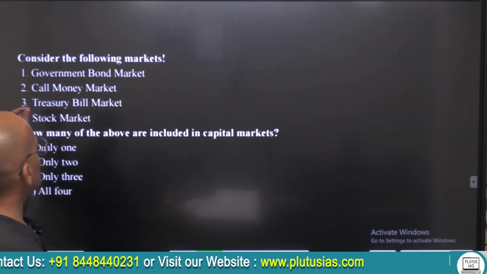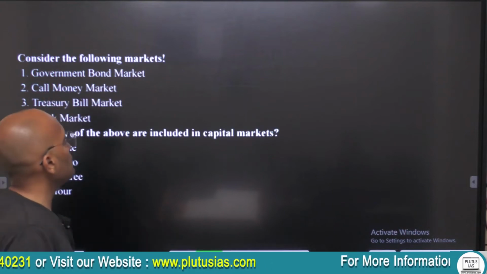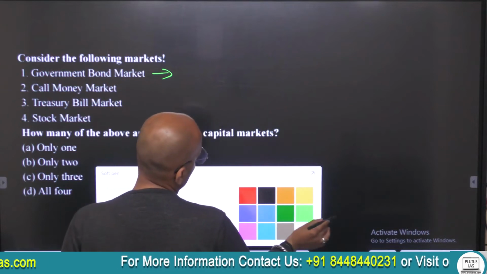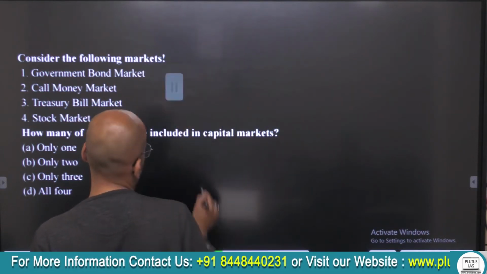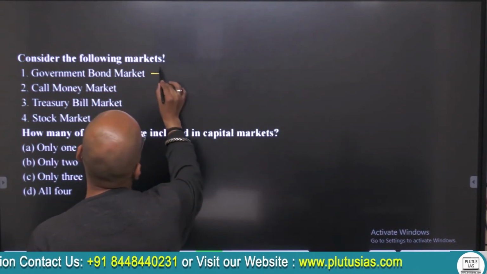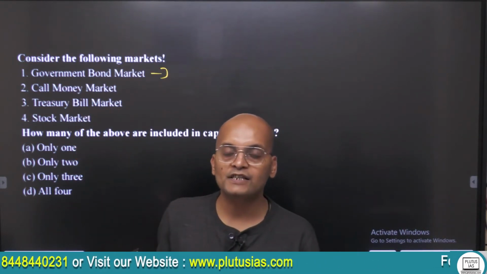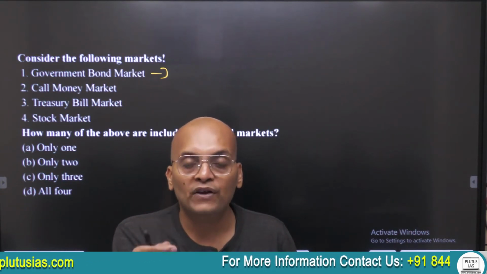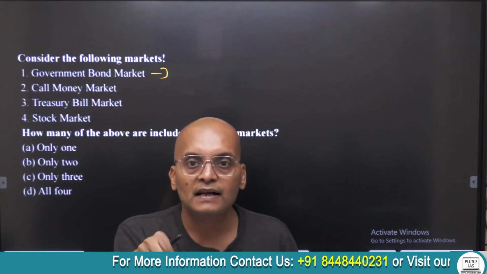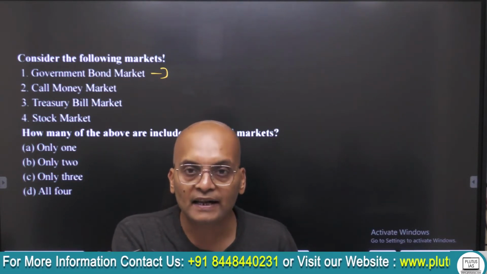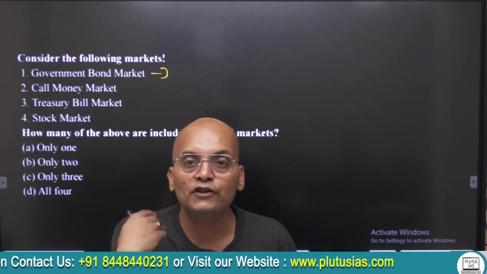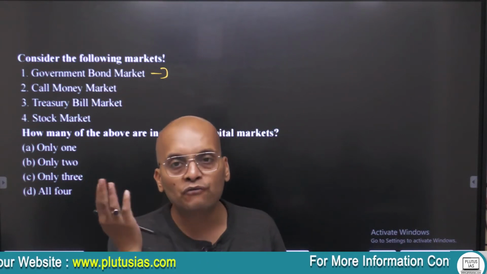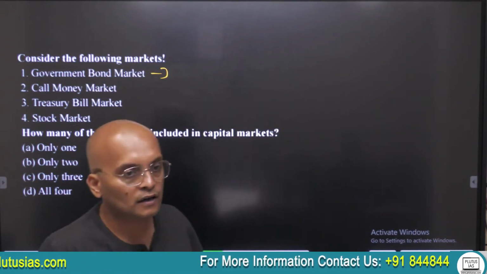Okay. So the fifth question is, consider the following markets. Government bond market. What type of market is it? It is a short-term market. Yes or no? No, it is a long-term market. And in the long-term market, bonds are launched by the RBI in the primary market, where they are purchased by primary dealers. And then primary dealers sell them in the secondary market, where you and me can purchase them. Okay. So this is a long-term process. Bonds are for 5 years, 10 years, 20 years, 30 years, and so on.